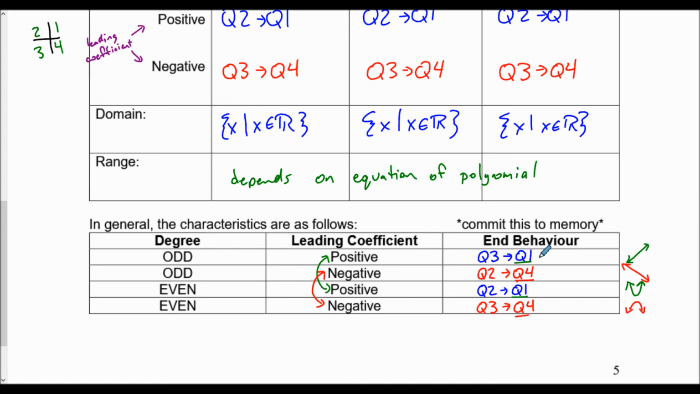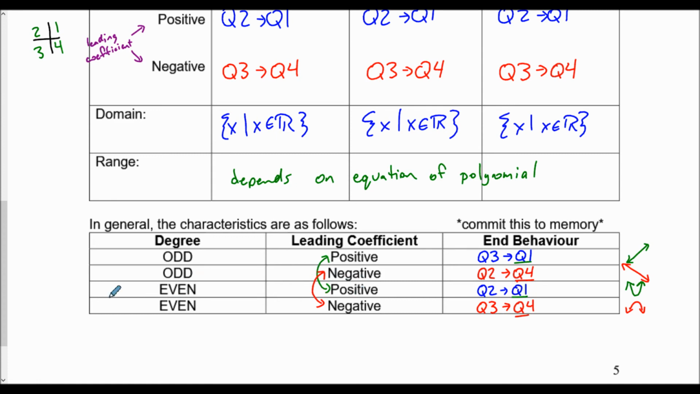Now, if you need to know a few other things, odd degrees always end on opposite sides of the x-axis. Or sorry, their end behavior is always on opposite sides of the x-axis. Quadrant 3 starts down and ends up. An odd negative starts up and ends down. Even degrees start and end on the same side of the x-axis. If it's positive, it starts up, ends up. If it's even and negative, it starts down, ends down.